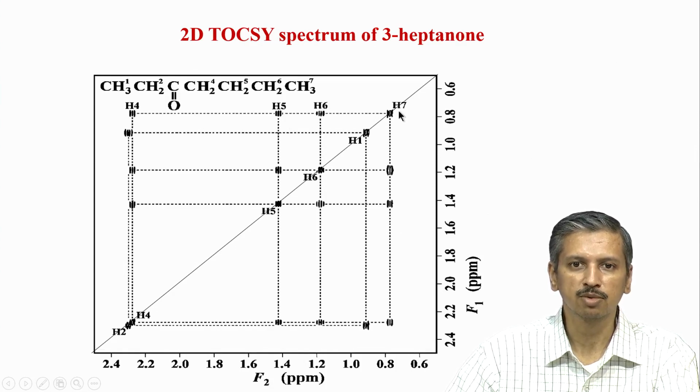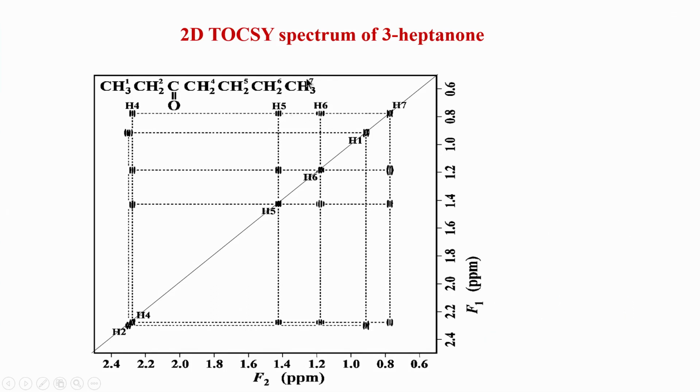Now, from H7 I am getting a correlation to H5 as well, and you can see that here. 7 to 5 will not come if I had a COSY spectrum. This happens only in a TOCSY because of this intermediate coupling to 6. So, 7 to 6 is a pure TOCSY effect, and 7 to 5 is a pure TOCSY effect that will not happen in a COSY. We are also getting 7 to 4, again because of this intermediate coupling between 7 and 6, 6 and 5, and 5 and 4, so I am able to go all the way from 7 to 4.